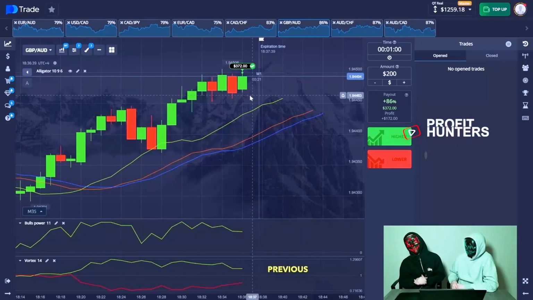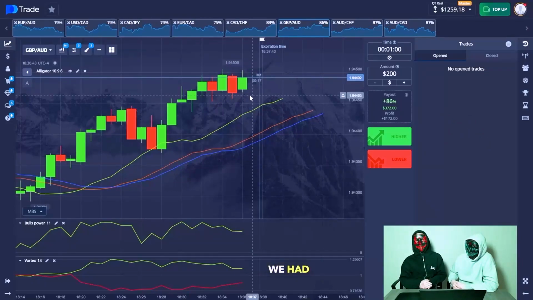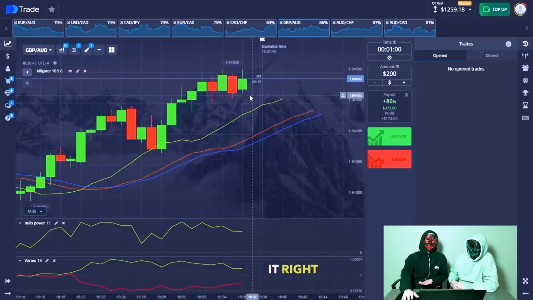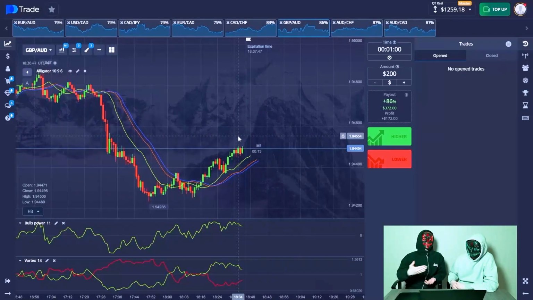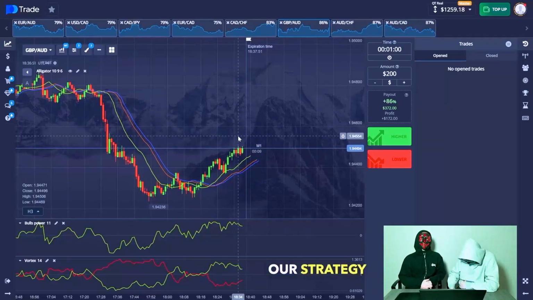Even though the previous trade didn't work out, we're hopeful for the next. We had a success, and you can see it right on the screens, friends. I'm passing the button to green, and you'll evaluate our strategy.